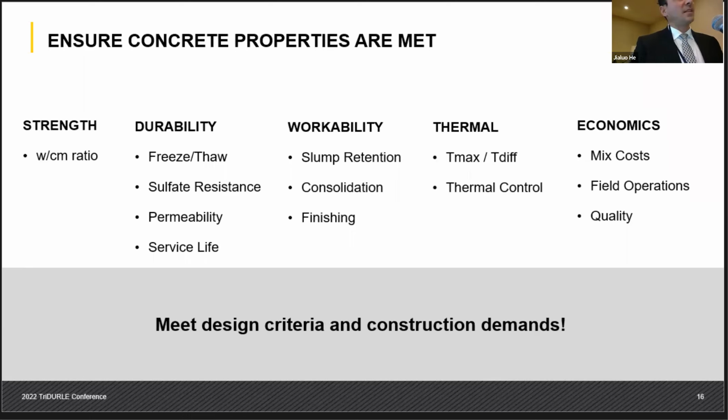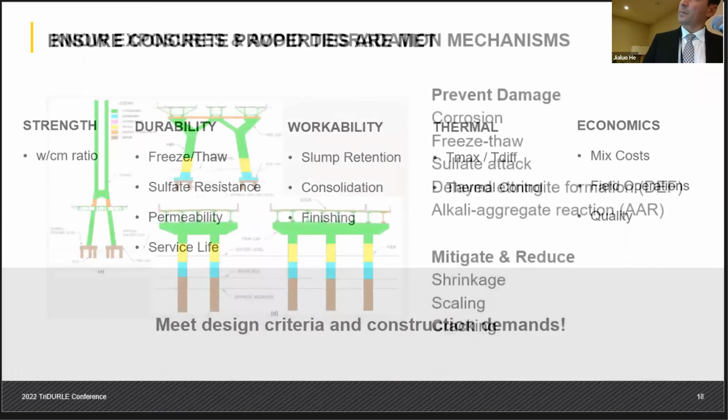So the fundamentals of concrete properties need to be met, right? You need to make sure that the concrete is strong, workable, durable, and somebody needs to pay for it. So you cannot make it be $5,000 a cubic yard, because you know what's going to happen. Nobody's going to use it, right? So you need to understand all of these balance together to come up with concrete. Obviously, you need to make sure the properties are met.